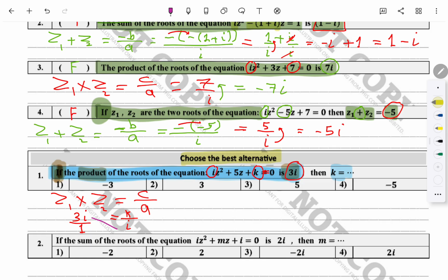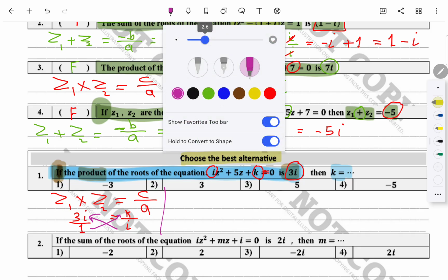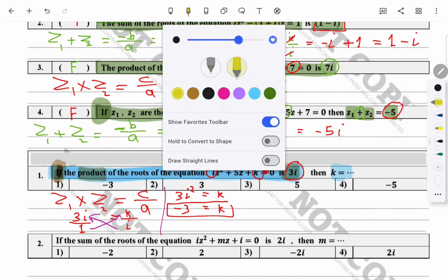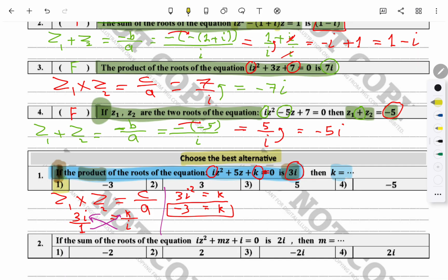By multiplying i from down to up and 1 from down to up, that will give you 3i times i, which will be 3i squared, to the left equals 1 times k, which is k. i squared is negative 1, so it will be negative 3 equals k, and this is the solution of k. So my choice will be the first to be the right answer, which is negative 3.